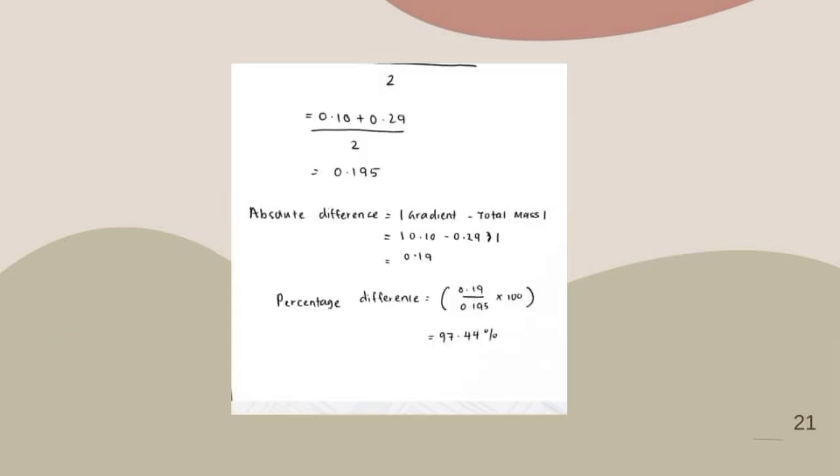The percentage difference in question 1. Firstly, we need to find the average, which is equal to gradient plus total mass divided by 2. So 0.10 plus 0.29 divided by 2 equals 0.195. Then we need to find the absolute difference, which is gradient minus total mass, equal to 0.10 minus 0.29 equals 0.19. Thirdly, in order to find the percentage difference, we divide 0.19 by 0.195 times 100, equal to 97.44%.